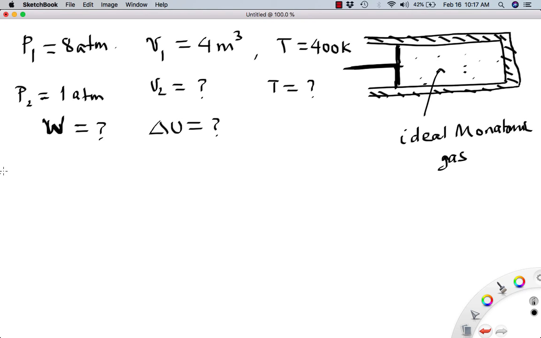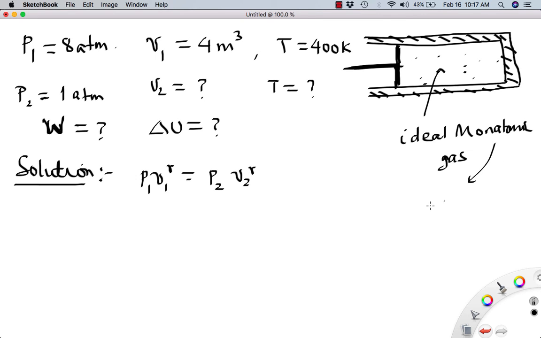So when we deal with an adiabatic process, we have this equation of state: PV^gamma is equal to constant, or P1 V1^gamma is equal to P2 V2^gamma. So gamma for a monoatomic gas is 5/3. We want to find V2 in this case, so rearrange this.